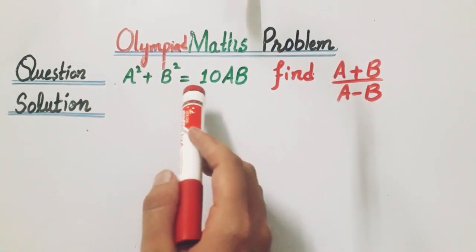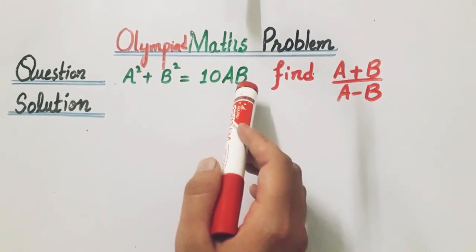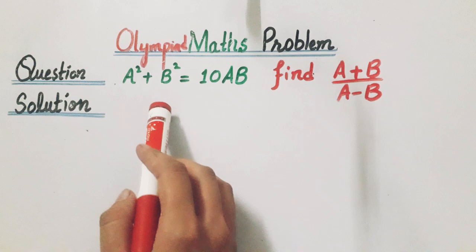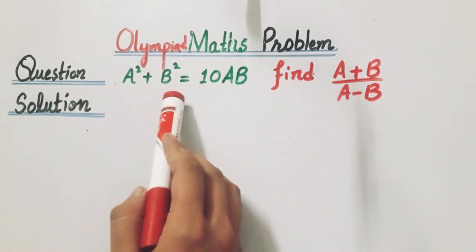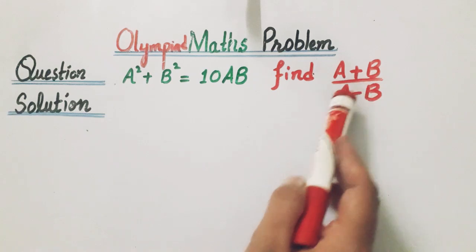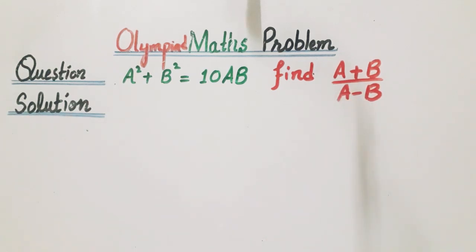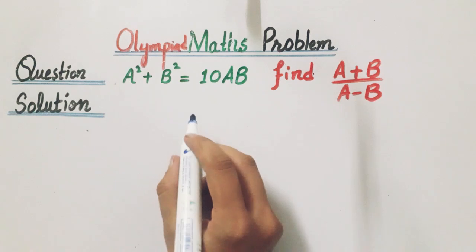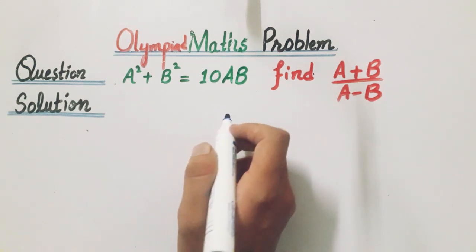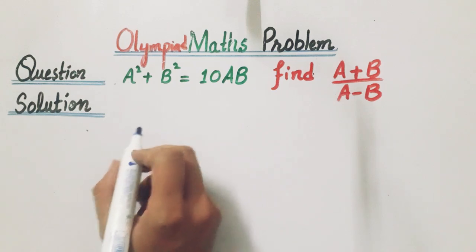Today's math puzzle will twist your brain and boost your skill. Are you ready for it? If a² + b² = 10ab, find the value of (a + b)/(a − b). At first glance, this looks simple, but the trick I am about to show you will blow your mind.